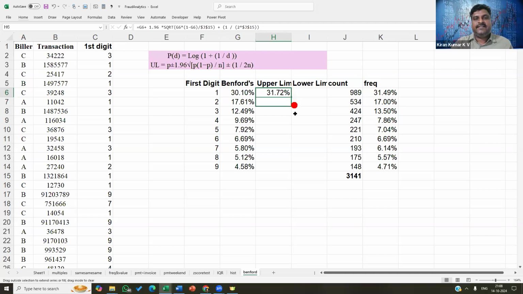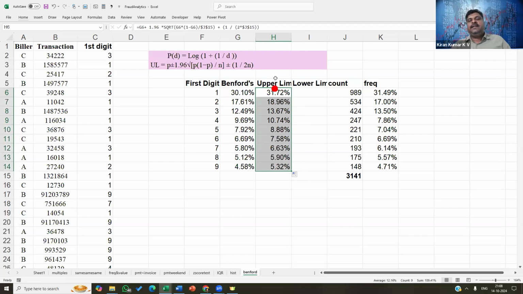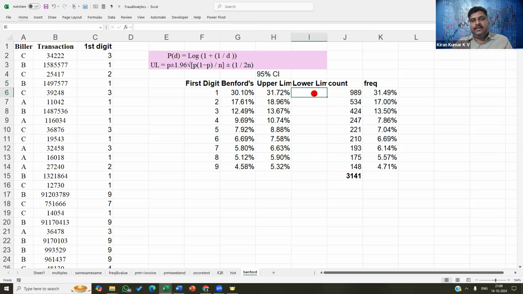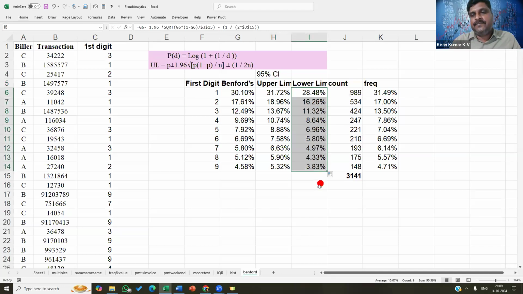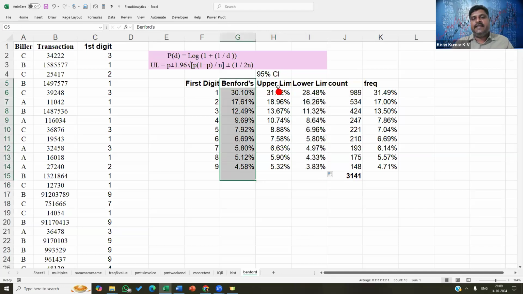I think everything fits, so I can copy paste this. You see, this must be the upper limit at a 95% confidence. That means there may be 5% error here and there, but ideally it should be 31.7. I'll copy the same formula and paste it here. Instead of plus, I will use the minus symbol, so that will give me the lower limit, which must be 28.48%.